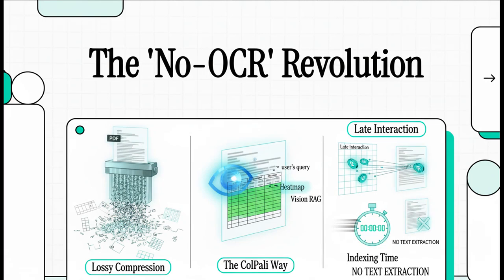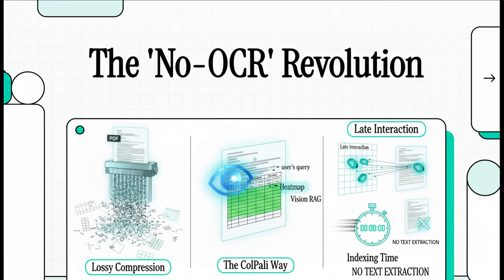All right, let's talk about RAG pipelines. If you're a data scientist, you've definitely built them, and you've definitely felt the pain of trying to make sense of messy, unstructured documents. But what if I told you the answer isn't better text extraction? What if the answer is no text extraction at all?